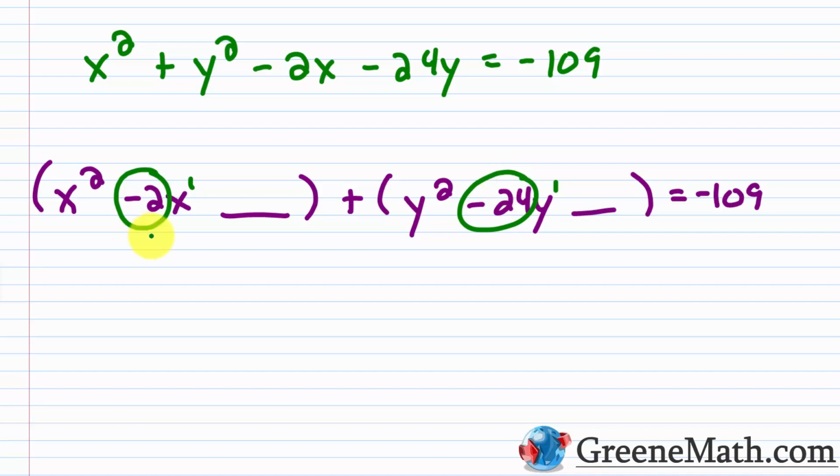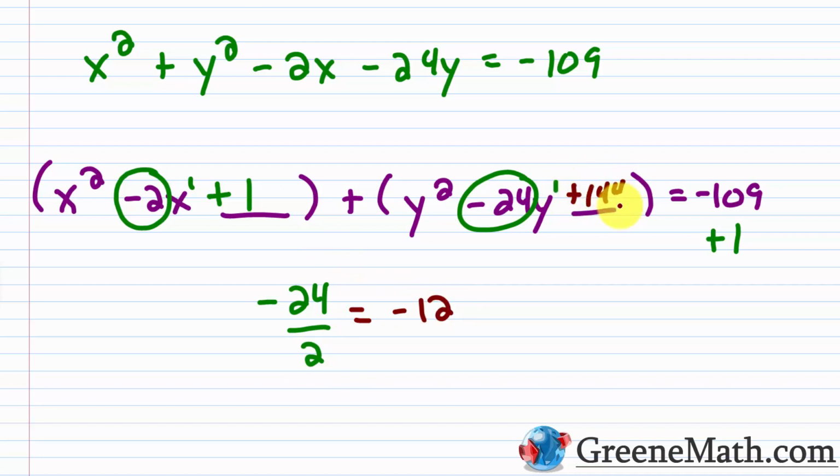So negative 2, if I cut that in half, so times a half, the 2's cancel, and I'm left with negative 1. If I square negative 1, I get 1. So I want to put plus 1 there. But again, to make that legal, I want to add 1 over there. Now, for negative 24, if I cut that in half, that's going to give me negative 12. If I square negative 12, I get plus 144. And again, I've got to add 144 over here to make it legal.